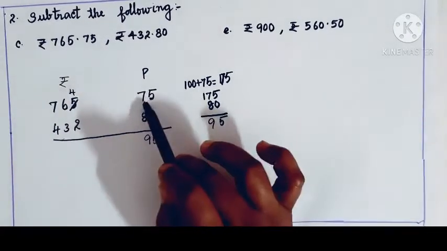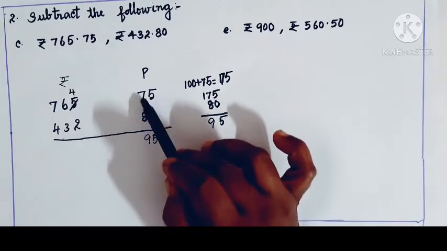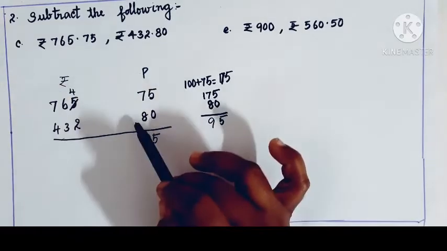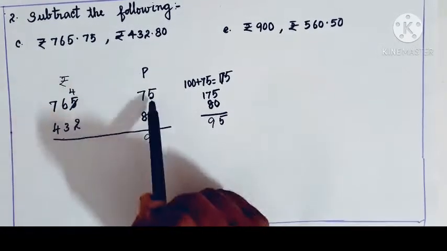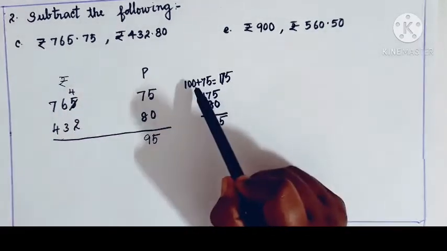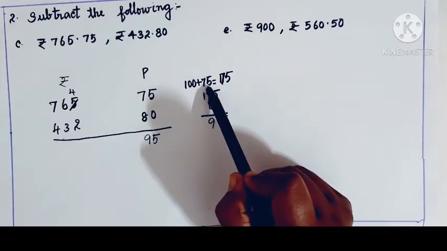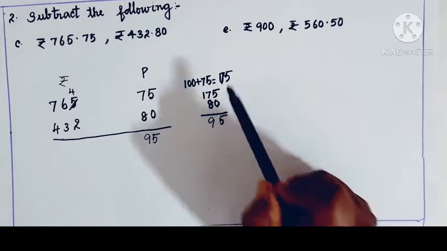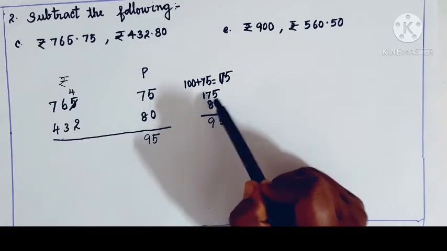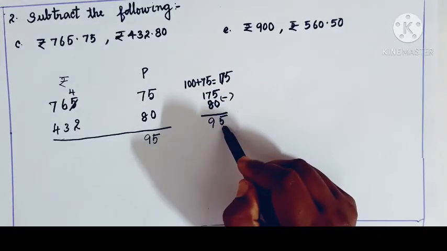Once again I repeat before we go to the next step. See, here it is 75 pies and here 80 pies. So this is bigger but this is smaller, and from the smaller we can't subtract. So you take 1 rupee from here. Is it clear? Fine. When 1 rupee comes to pies, it becomes 100 pies. So 100 plus 75 is 175. Now you can subtract 80 from 175. So 175 minus 80 is 95.